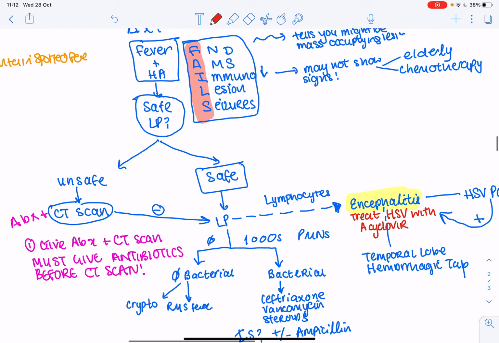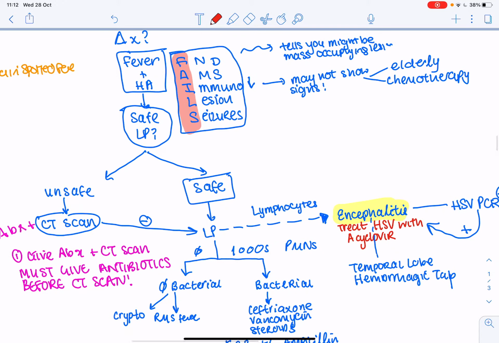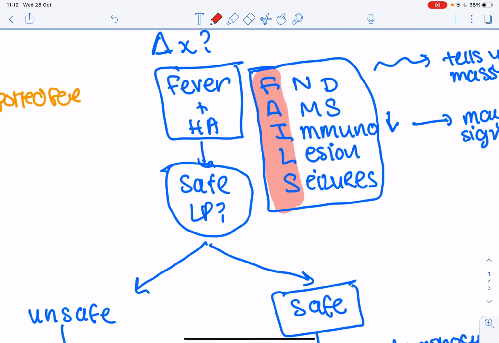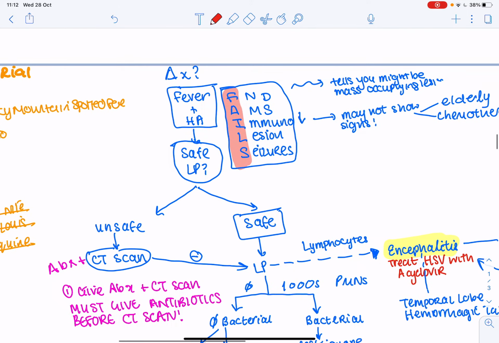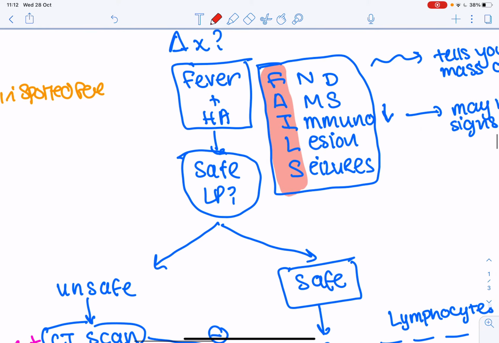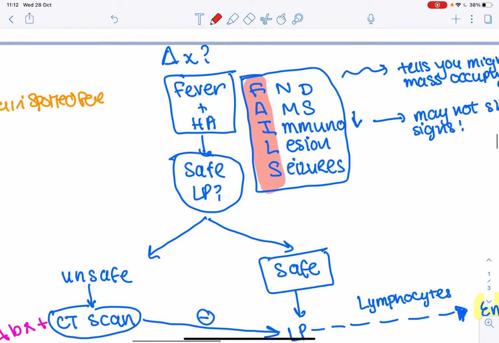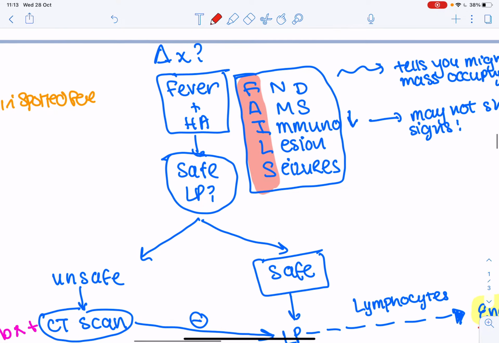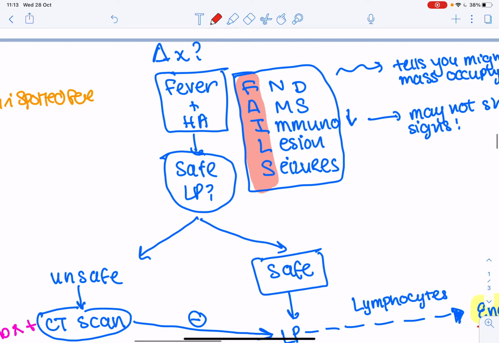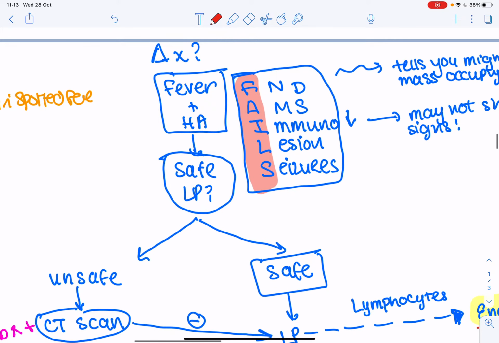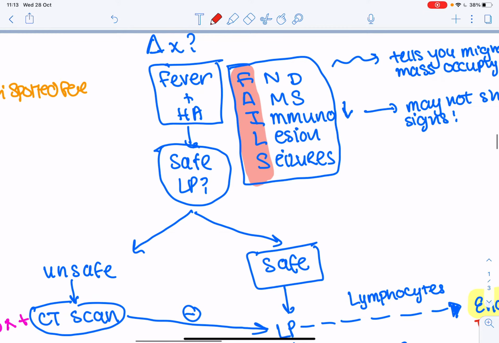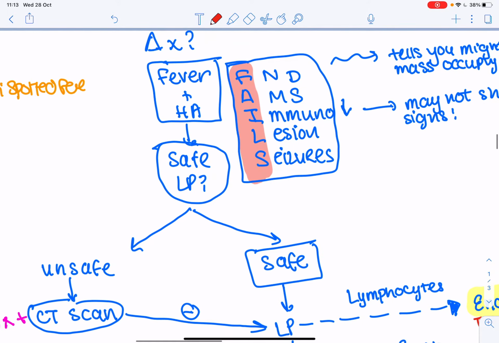Now, how are we going to do the diagnostic workup for patients with fever and a headache? Okay, they present with fever and a headache. Firstly, you want to find out, is this patient safe for lumbar puncture? I don't know. Do they have any of the FAILS signs? FAILS: F for focal neurological deficit, A for altered mental status, I for immunosuppressed, L for lesion, S for seizures. If the patient has any of these, that means that the patient is not safe for lumbar puncture.